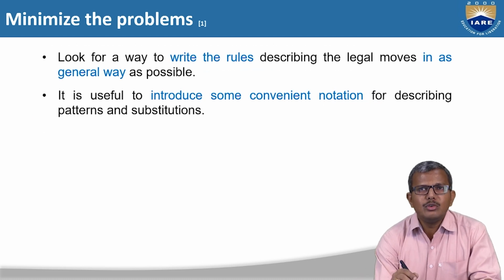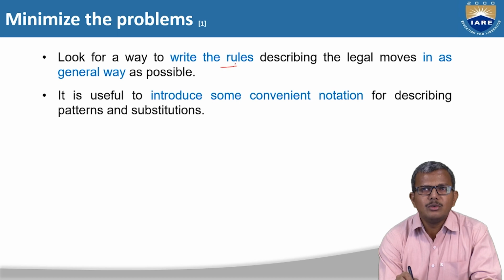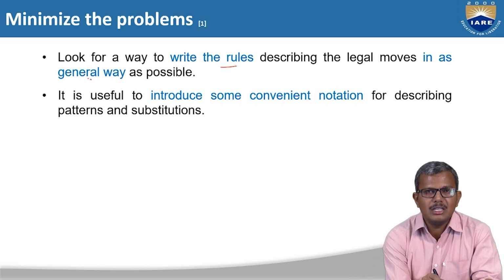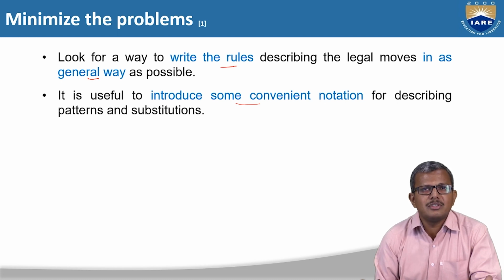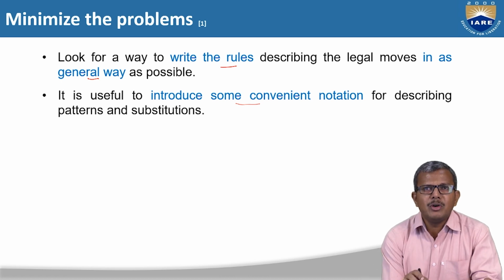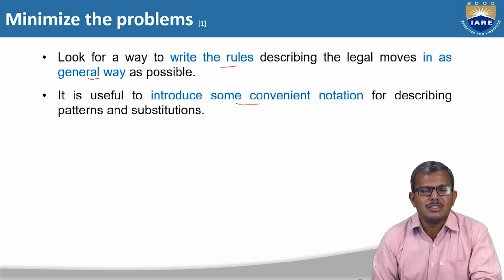So we need to look for a way, which means we need to write the rules that describe all the legal moves. That should be done in a generalized way. For doing that, we need to introduce some convenient notation for describing such patterns and substitutions. In the upcoming modules, we are going to take some examples and see how these convenient notations can be represented.